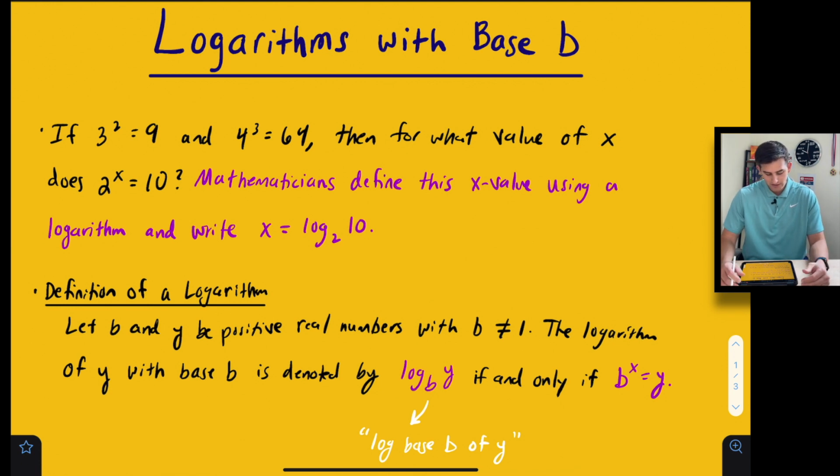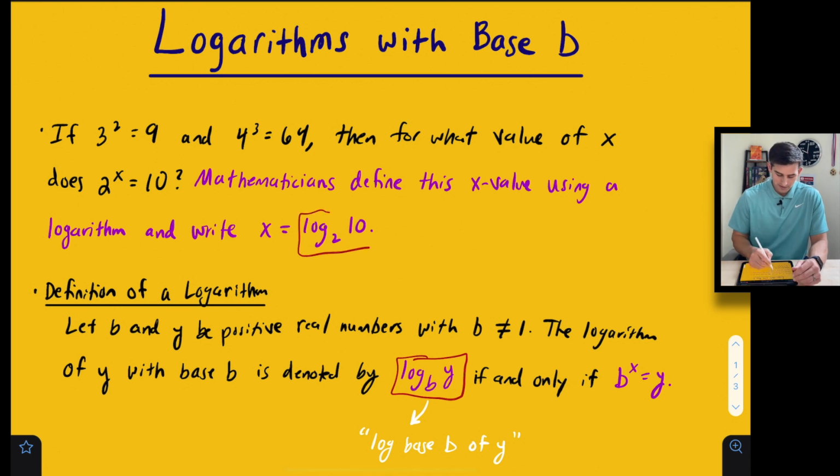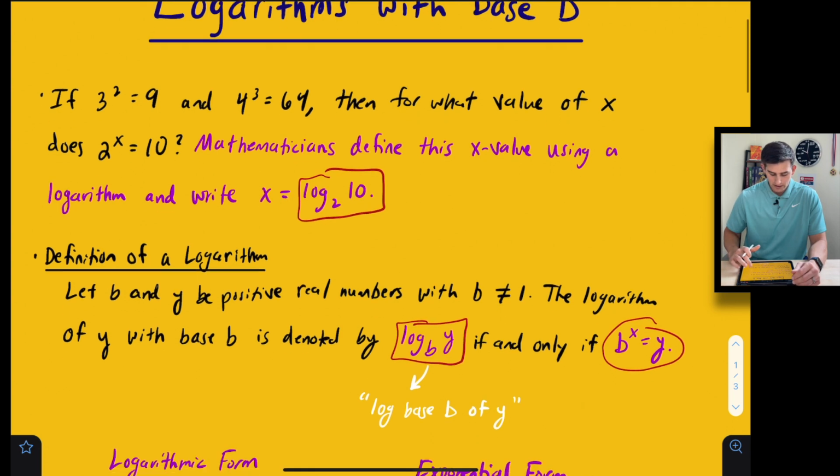Okay, so that brings us to what is a logarithm? What's the definition of it? Well, we're going to say let b and y be positive real numbers with b not equaling 1. The logarithm of y with base b is denoted as such right here. And we read this as log base b of y, right? So like on this one when I read it a second ago, I said log base 2 of 10. That's just kind of the vernacular. That's how you pronounce it and how you read it. Okay, and it says if and only if b to the x power is equal to y, okay?